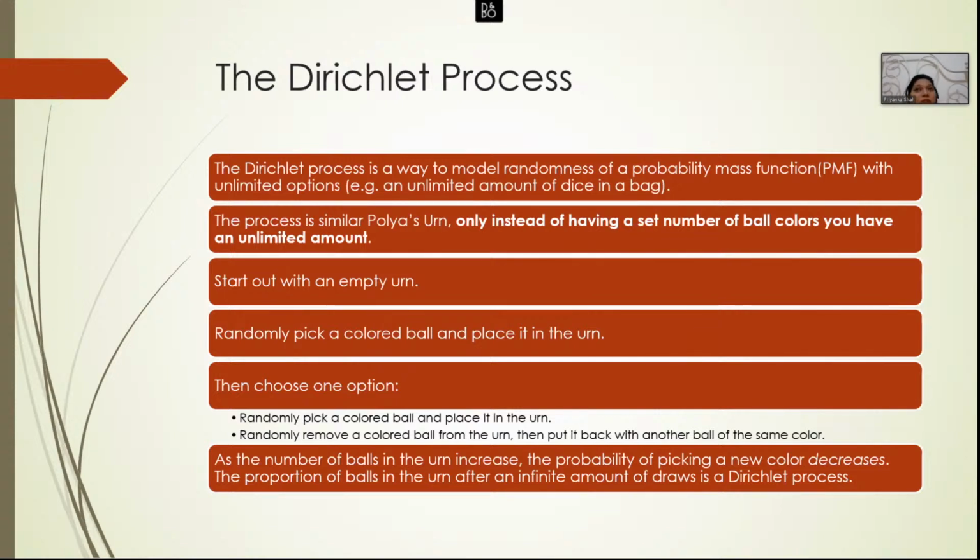Okay. Then for the next ball, I have two options. Either I pick a colored ball and place it in the container, or I randomly remove a ball from the container and put it back with another ball of the same color. So what happens is, as the number of balls in the container increases, the probability of picking a new color every time decreases, right?